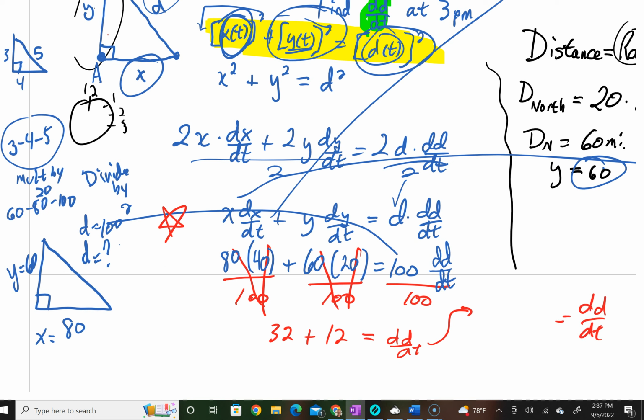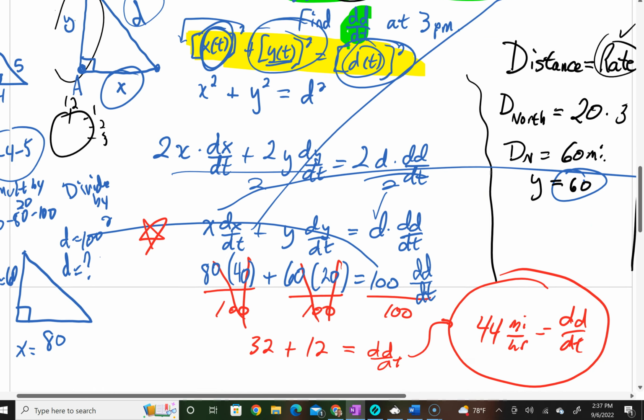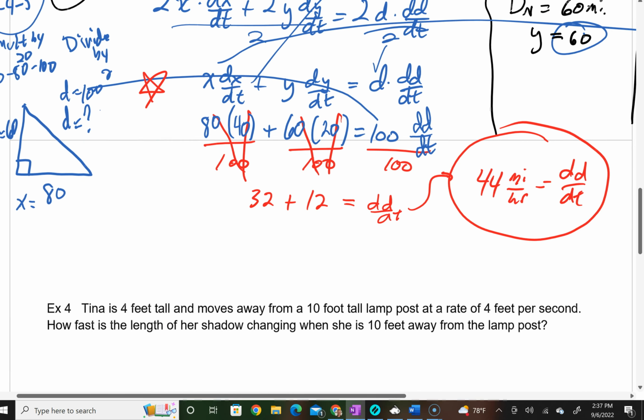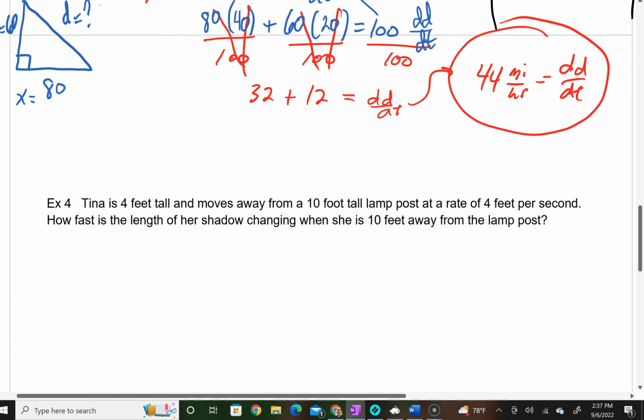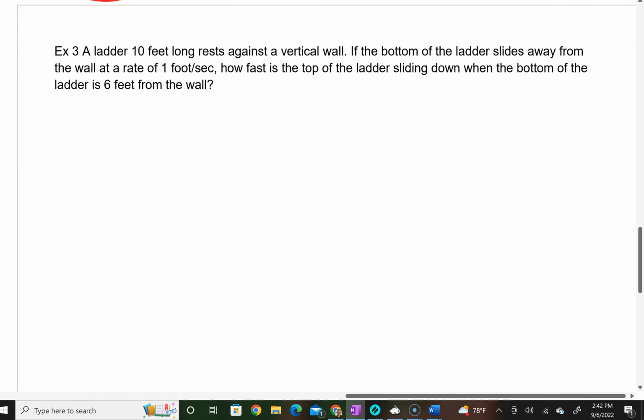dD/dt is 44. And what are our units? Always put units in. That's miles per hour. That's how the distance between the two vehicles is changing at 3 p.m. Well, I hope this is making some sense for you. Okay, sorry about that. We had a little technology glitch with moving on to that second page, if you saw the jump.